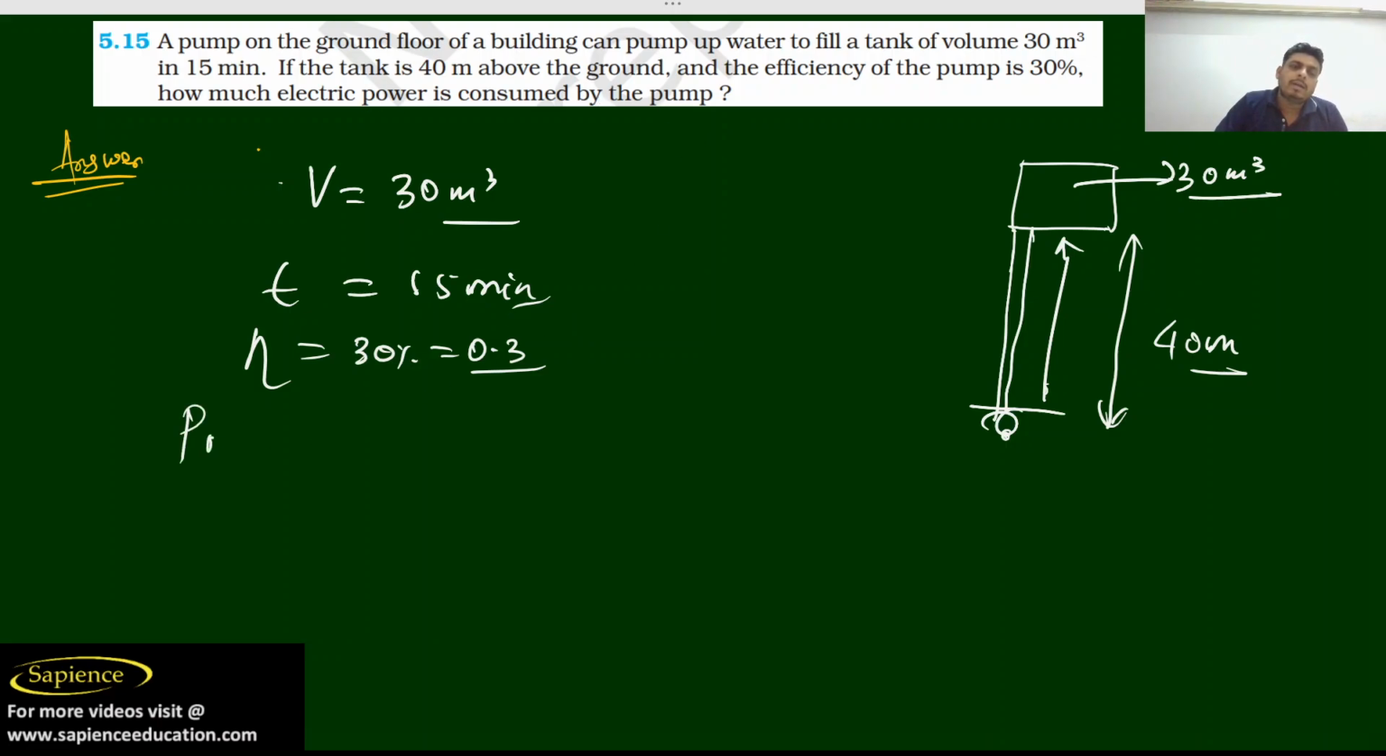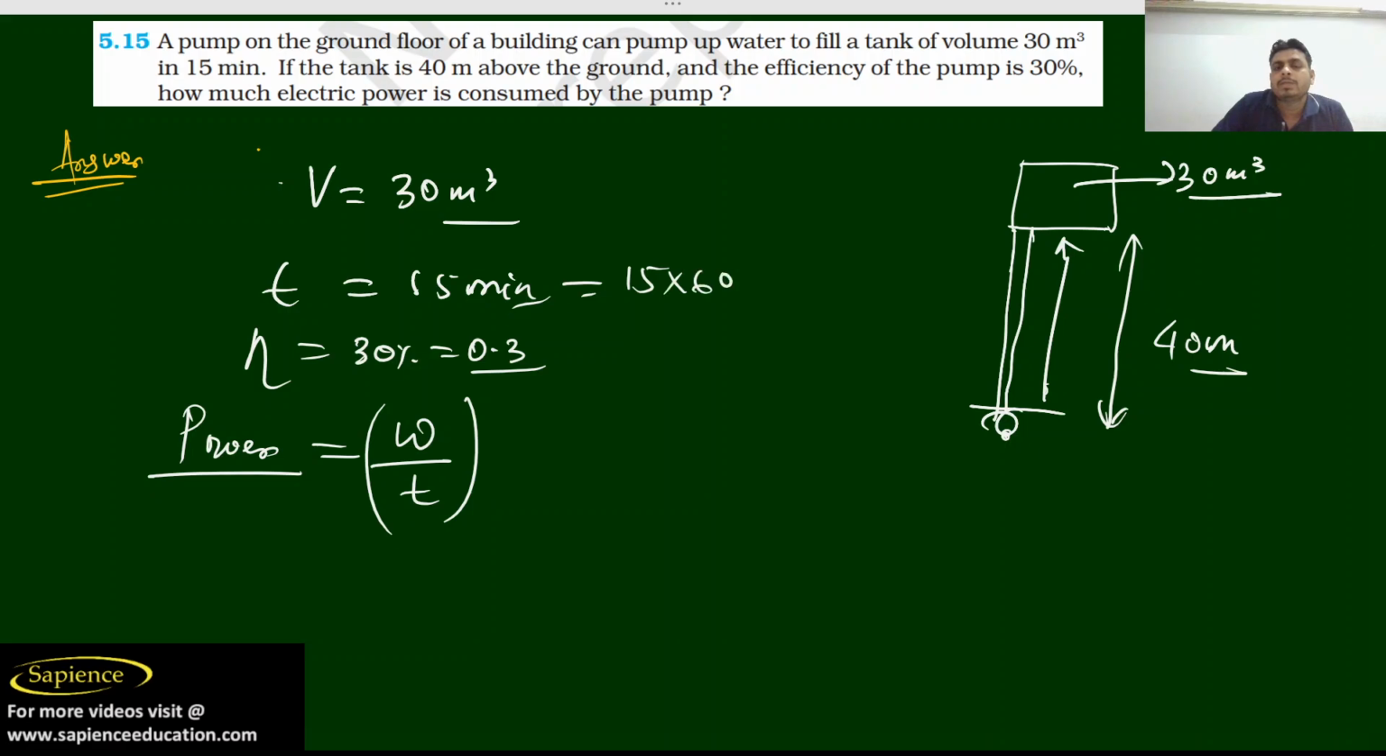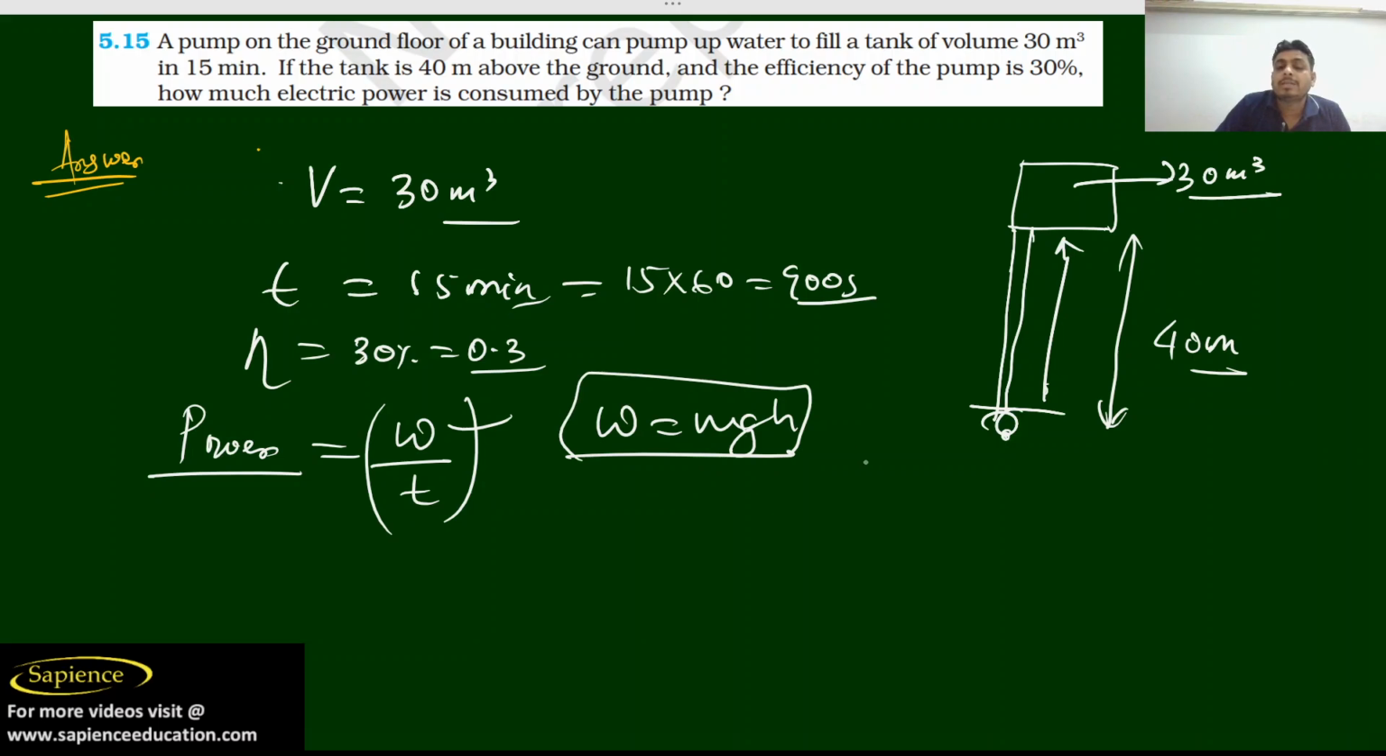So we need to find power. If you want to find the power, you should write work done per unit time. The time is 15 minutes, that is equal to 15 into 60, that is equal to 900 seconds. But where is the work done? Work done is equal to mass into gravity into height. But what is the mass of the water? The mass of the water is volume into density of the water.